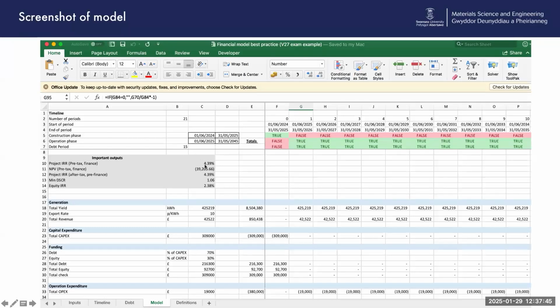You can go, oh, okay, well the project IRR is 4.9%. Our net present value is in the positive, so that's good. We've got a minimum debt service cover ratio of 1.06. Is that good? Should we talk to the bank about that? And our equity IRR is 2.38. I'm looking at this project now going, this is not a very good project. The bank wouldn't accept this because they're usually looking at a minimum debt service cover ratio of about 1.2. And what you'll learn is how to actually tweak those things. Do I need to bring down my cost? Do I need to find a new PPA to bring up my revenue, and all these things?